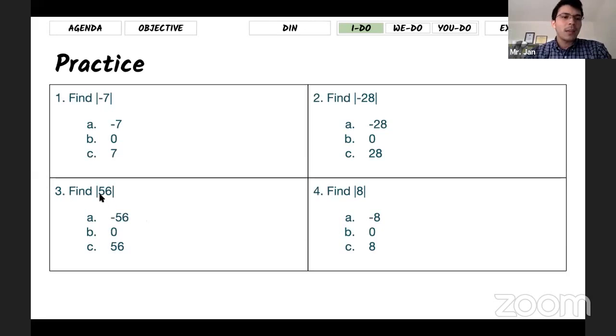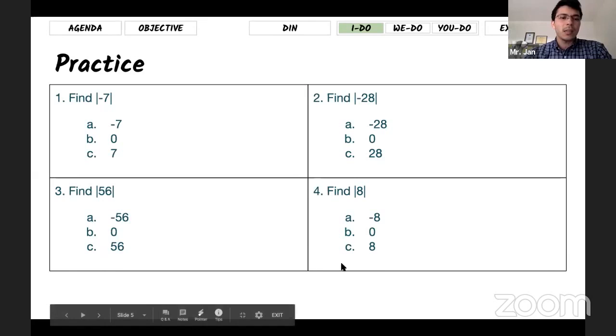Okay, the same thing, +56. It will be, again, +56. It always will be positive. It's 8 inside the absolute value parentheses, which becomes 8. So in this practice, all of the results are positive results, okay? All of the answers will be the C.